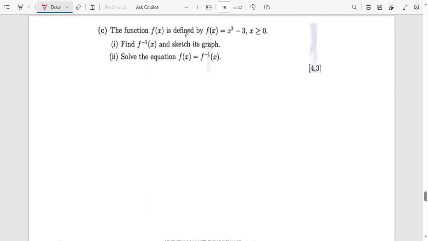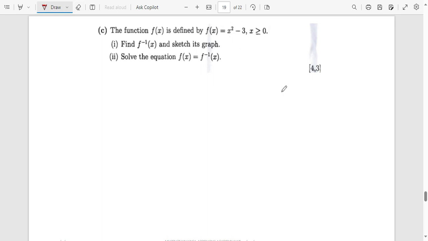The function f of x is defined by f of x being equal to x squared minus 3. We want to find the inverse and sketch this graph. The first thing, when you have got a function that is raised to a power, that is a many to one function. A many to one function does not have an inverse. The only way you can find this inverse is if you restrict the domain.